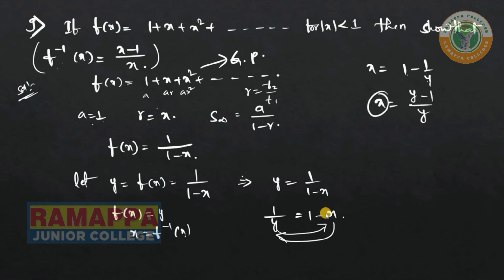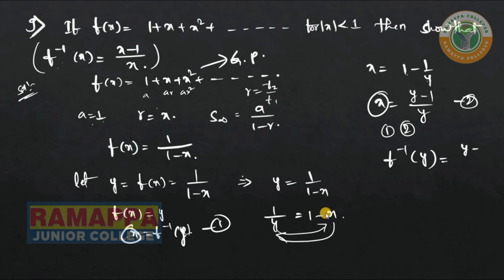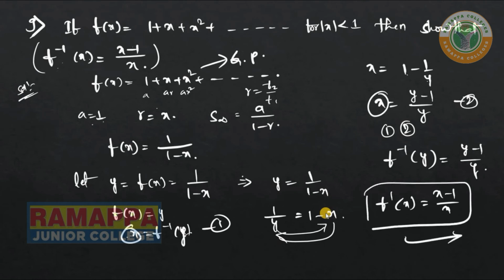So x is equal to, from equation 1 and 2 it will become f inverse of y, sorry this is y here, f inverse of y is equal to y minus 1 by y here. So same like f inverse of x is equal to, we can write it as x minus 1 by x. So we have to show this one only. Now move to the next question, 10th one.